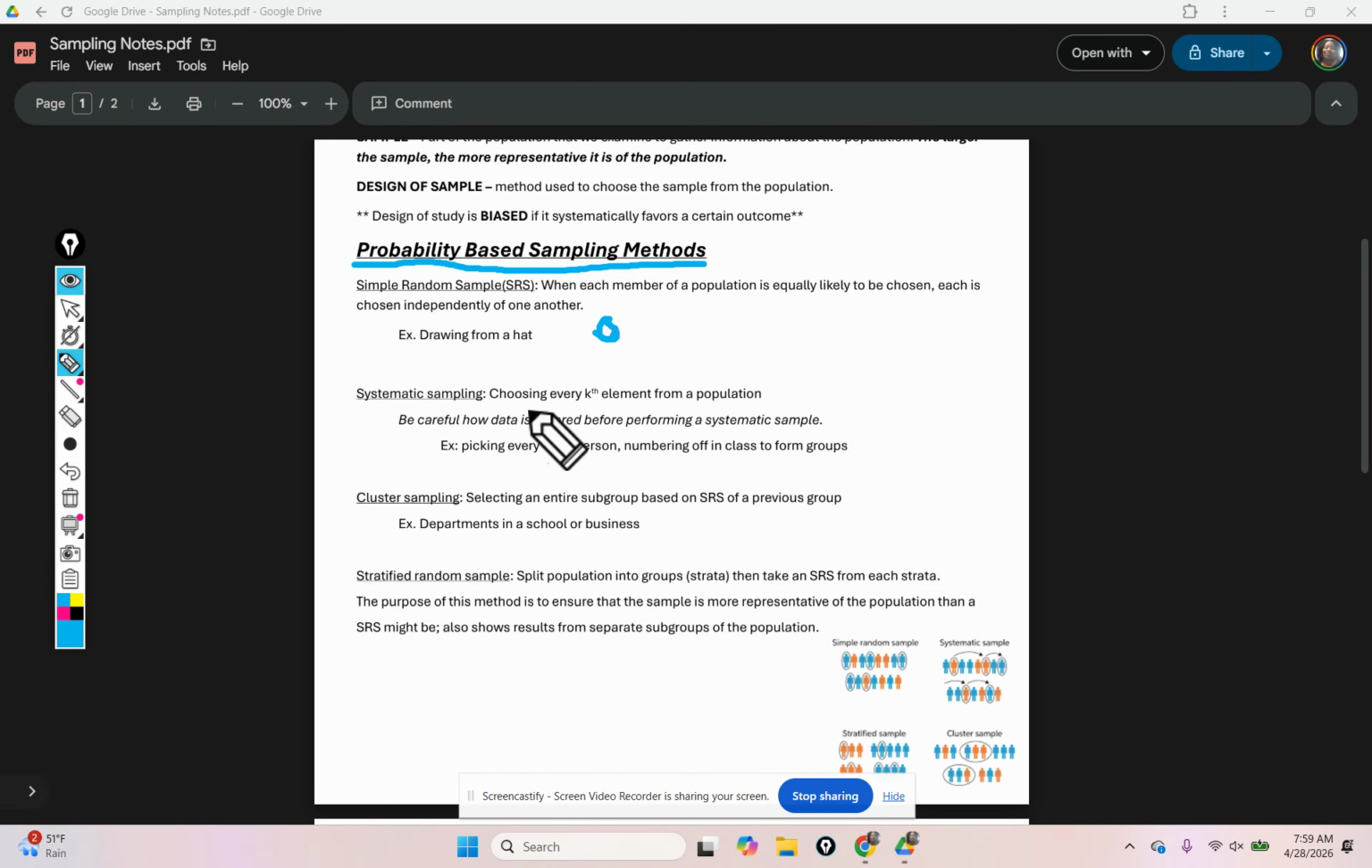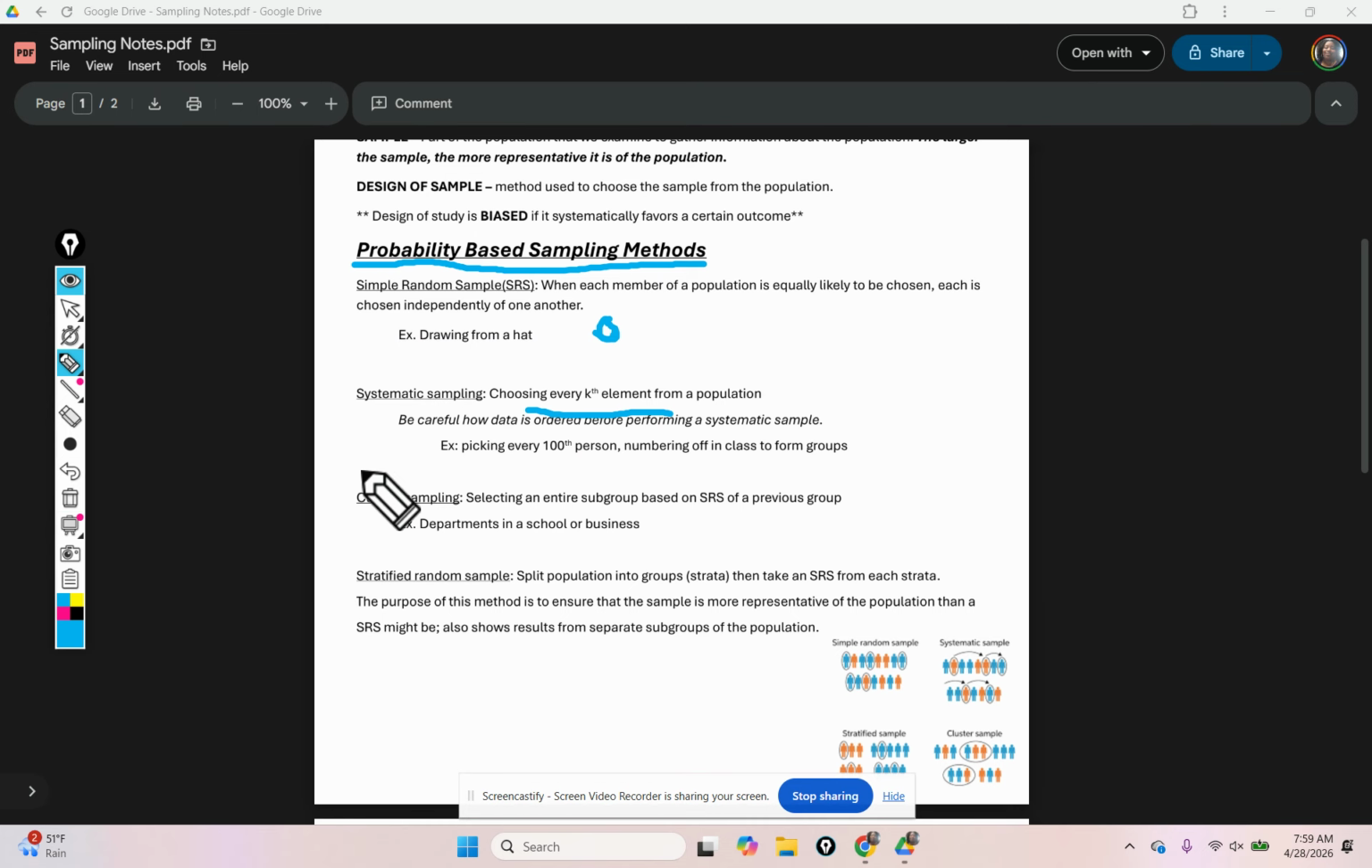A systematic sample. Systematic sampling is when you're choosing every kth number from the population. So every 100th person, or if we're counting the class in a group, if I say okay, we're going to start at one, you go 1, 2, 3, 1, 2, 3. That's how you're choosing those. But you have to make sure that you have the whole group in order to do every whatever person.